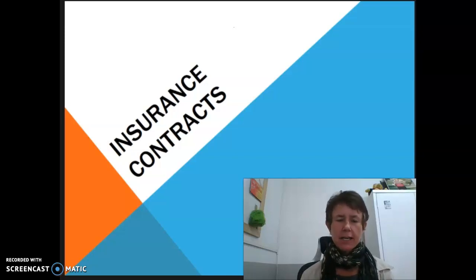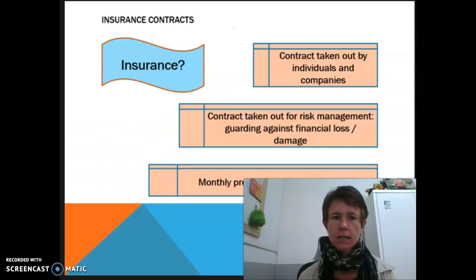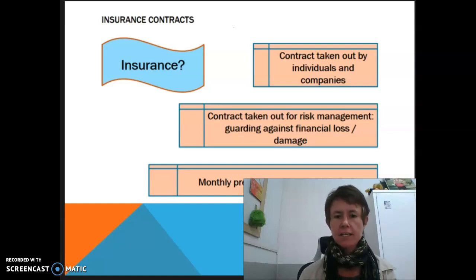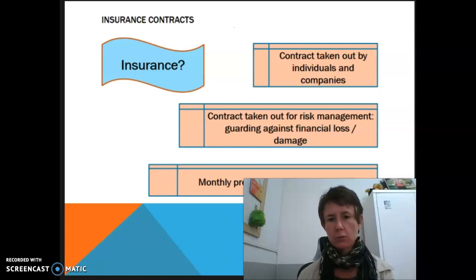Today we're going to be looking at the insurance contract. And the first thing we need to ask ourselves is, who is this insurance contract between? So who are the two parties involved in the insurance contract? If we look at it very carefully, it's normally between an individual and an insurance company. So we talk about the insured, which is the individual, and the insurer, which is the insurance company like OUTsurance.